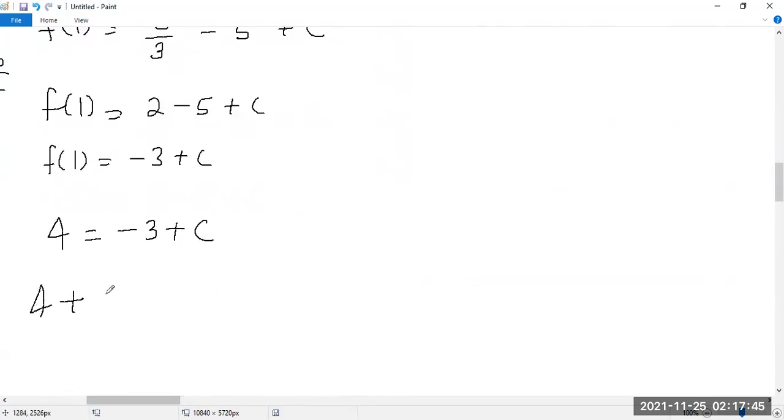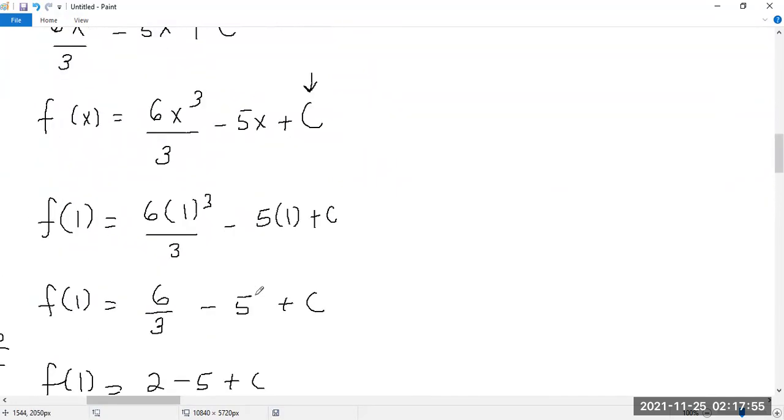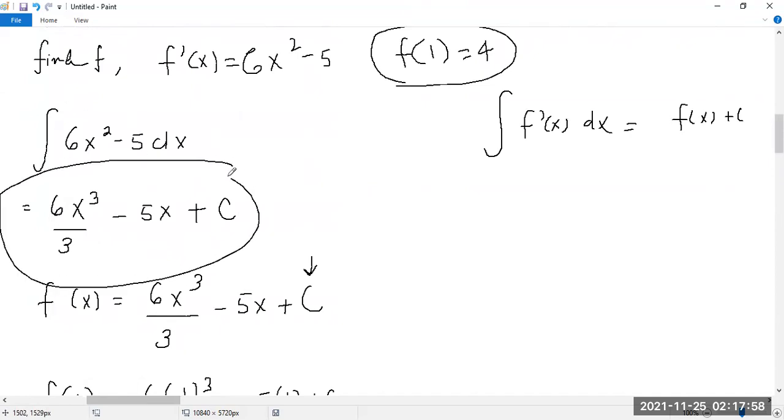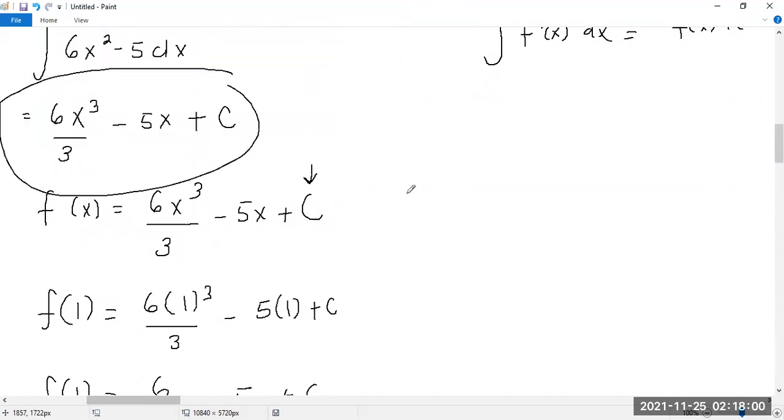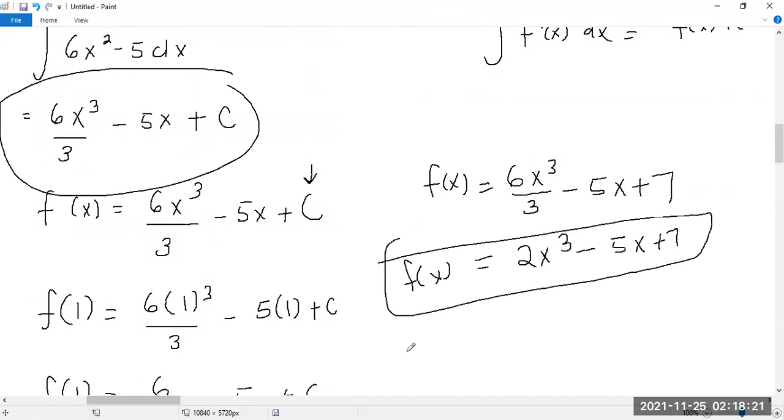We can say this is 4 plus 3 equals c, which is 7 equals c, which means now we know what c is. We can go back to our general function, and we can put the c as 7. So we'll say that f of x equals 6x cubed over 3 minus 5x plus 7. And of course, we can simplify this to say that this is 2x cubed minus 5x plus 7. And this is our f of x, a specific solution.